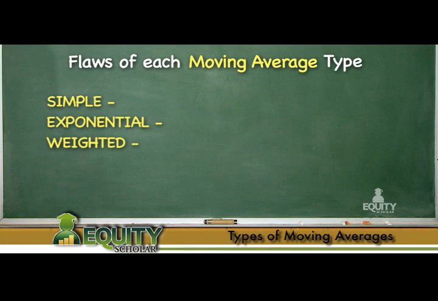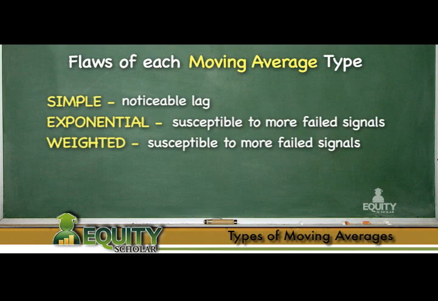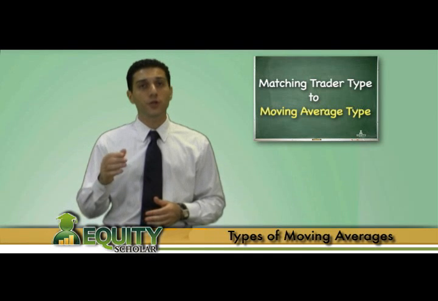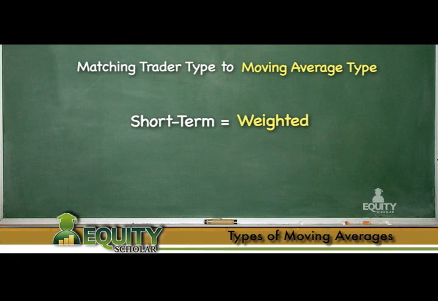The simple moving average's biggest flaw is that it has a noticeable lag, but exponential and weighted, which are prone to quicker breaks, are susceptible to more failed signals. Therefore, if you are a short-term trader, then a weighted moving average will most likely work best for you.